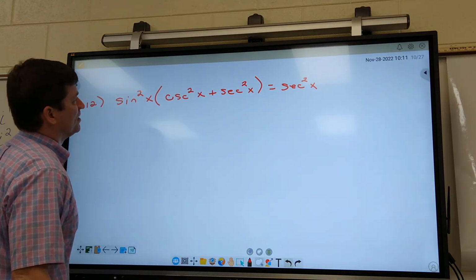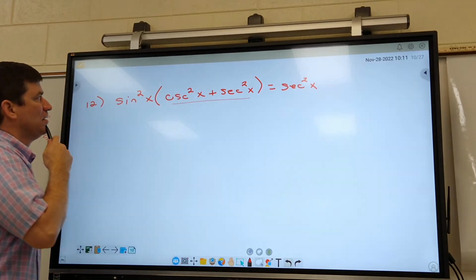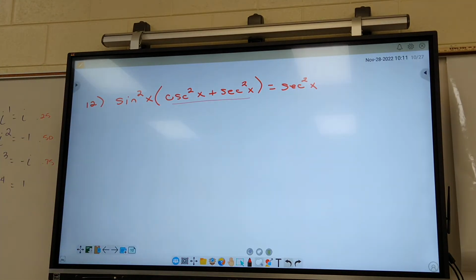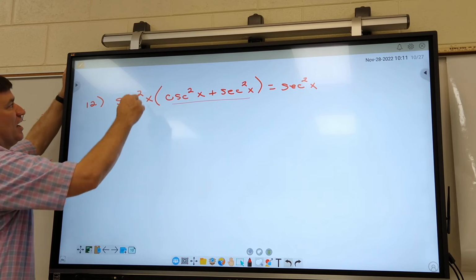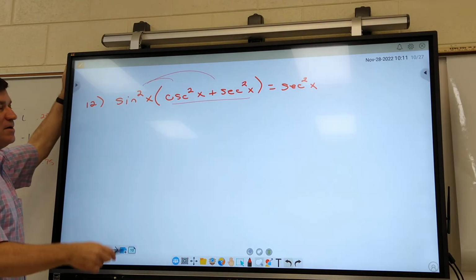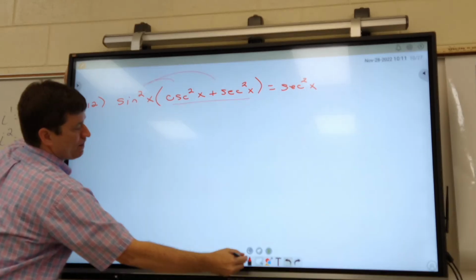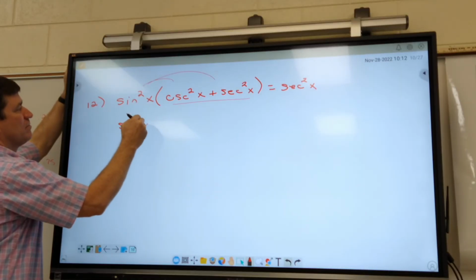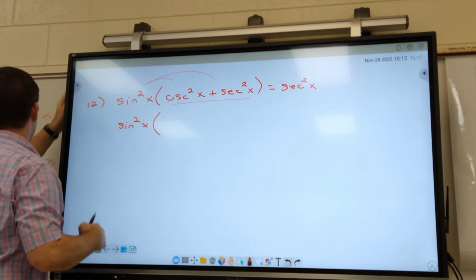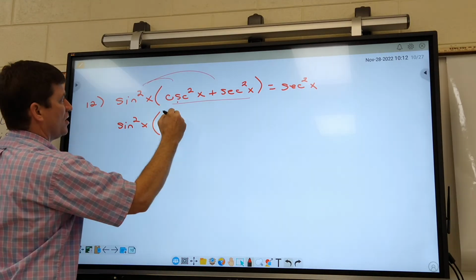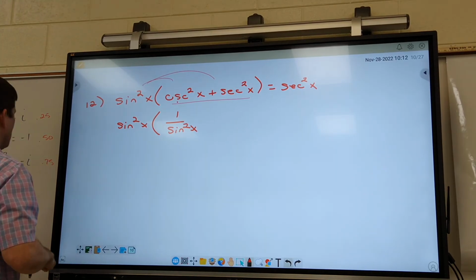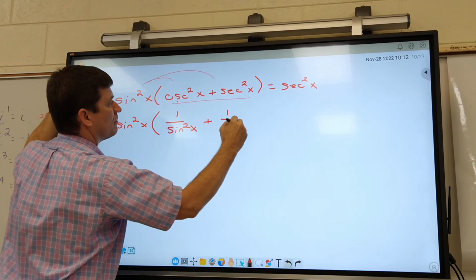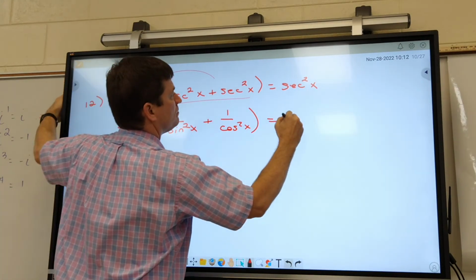All right, so let's do this. Is this a formula? Cosecant squared plus secant squared. Let's check our sheet. Cosecant squared, no, I don't think so. So we can't cheat on that one. We can't just make it a formula. So we're going to have to distribute. Okay, no problem. We're going to leave this as sine squared. What can I change cosecant squared into? 1 over sine squared. And what can I change secant squared into? 1 over cosine squared.